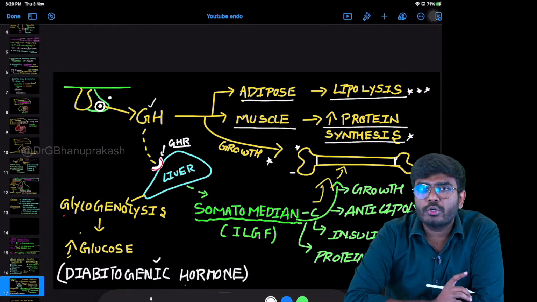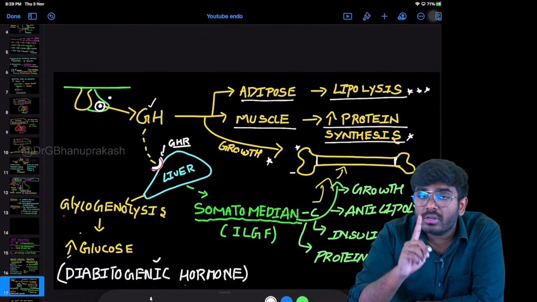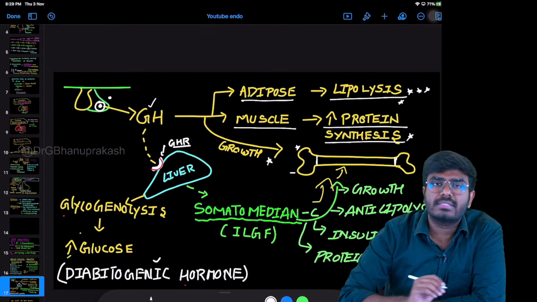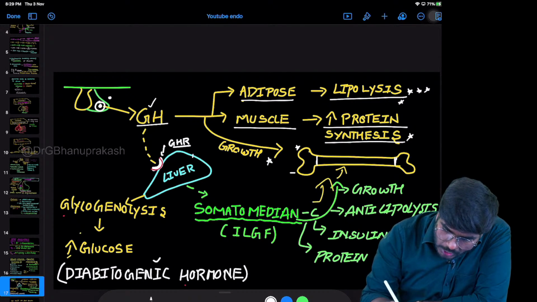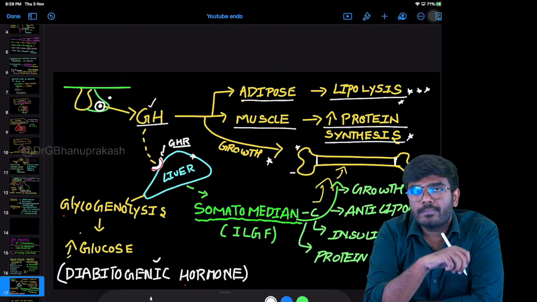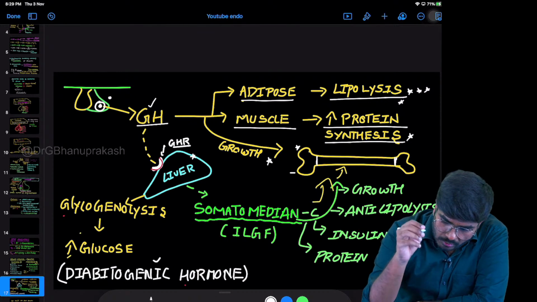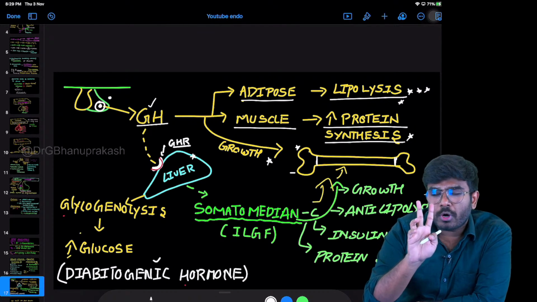One important point which I want you to know is, growth hormone, the direct action is lipolysis, the major action. Now the same growth hormone, whenever it's acting on the liver, whenever it goes through the liver, do you know what happens? Now two important points I want you to know.